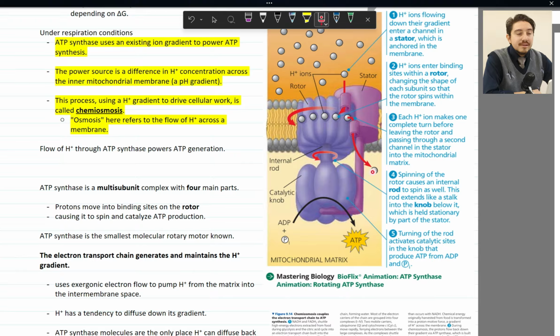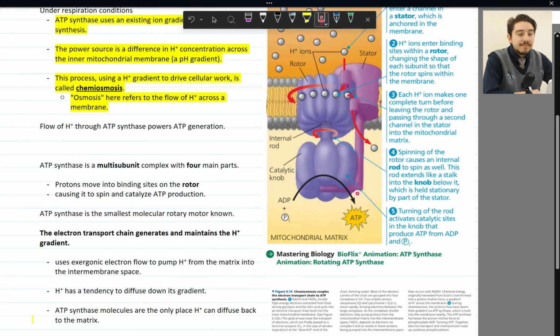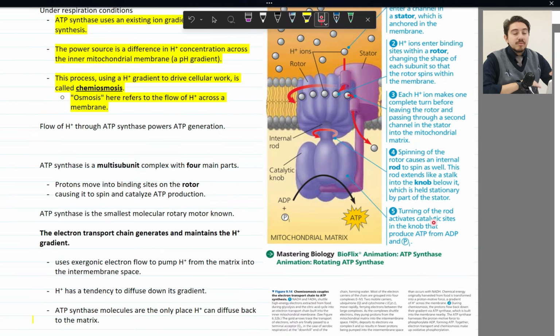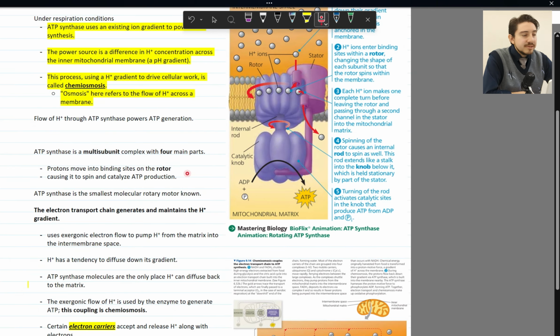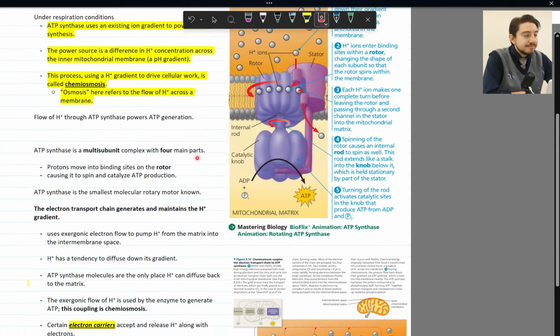As they pass down, they enable this internal rod to also spin about. And this spin will catalyze the reaction between ADP and inorganic phosphate to produce ATP. So the turning of the rod activates catalytic sites in the knob that produce ATP. All of this is occurring on the matrix side of the mitochondria. Not too difficult, but just to give you a sense of how it works.